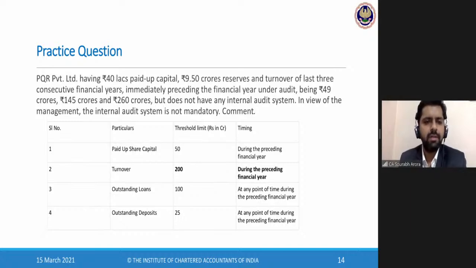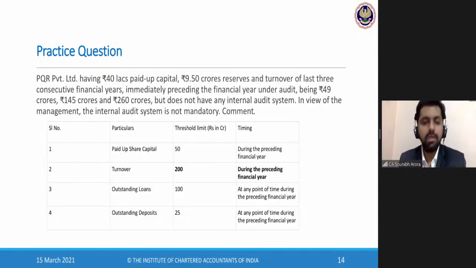So PQR private limited company having 40 lakh paid up capital and 9.5 crore rupees reserves and turnover of last 3 consecutive financial years immediately preceding the financial year under audit being 49 crores, 145 crores, and 260 crores, but does not have any internal audit system. In the view of management, the internal audit system is not mandatory. Comment. So, since the turnover limit has been breached and it has crossed the threshold limit stated in section 138, we can say that the internal audit requirement is applicable on the company.